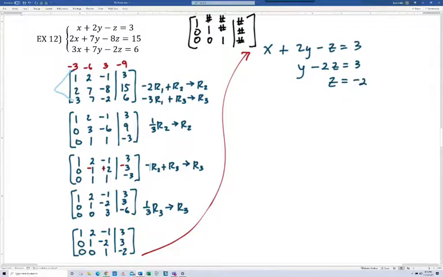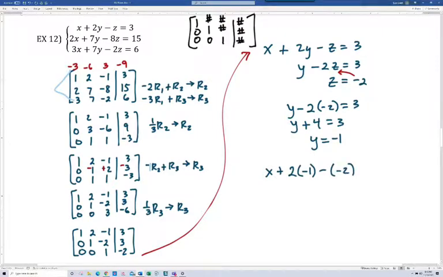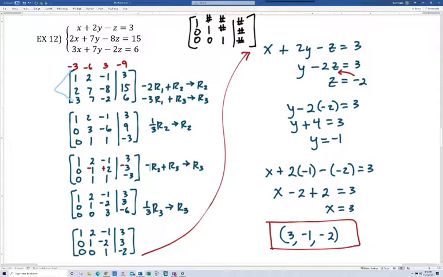And so again, this is where we're going to use back substitution. This system now is much easier to solve than the original one was. So we're going to replace z with negative 2. We get y minus 2 times negative 2 is equal to 3, or y plus 4 is 3, which means y is negative 1. And so let's go ahead and plug y and z into the first equation here. We'll get x plus 2 times negative 1 minus, z is negative 2, so minus negative 2 is equal to 3. We're going to get x minus 2 plus 2 equals 3. Of course, negative 2 plus 2 is 0, so we're just going to get x equals 3 here. And so our solution is the point 3, negative 1, negative 2.